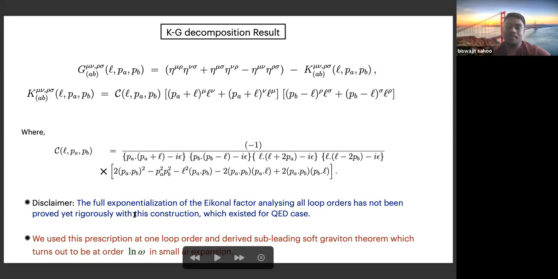But since we have done analysis only up to one loop order, we have checked that this helps to factor out the IR divergent piece from the IR finite piece. And this will be enough to derive the subleading soft graviton theorem, which I am going to describe. And now it happens that at subleading order, the soft factor is not omega to the power 0 like d greater than 4, but it goes like log omega in small omega expansion.